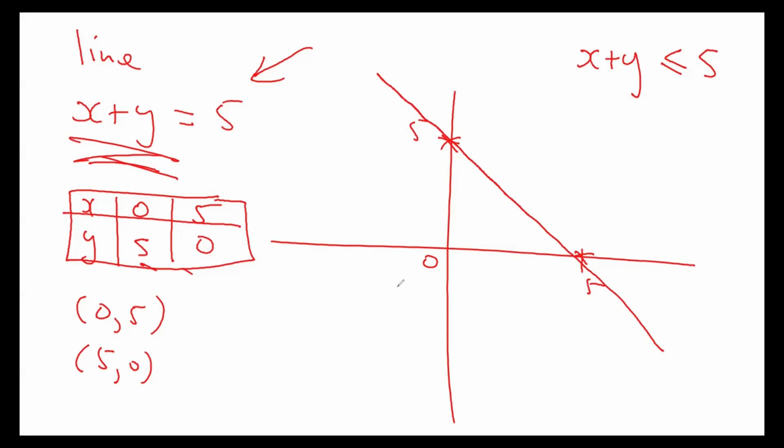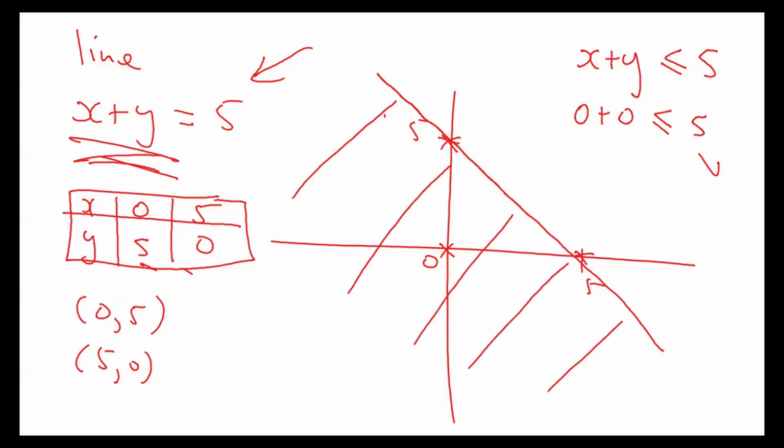So this is what I'll do. I'll just choose a point, either below the line or above the line. Just choose any point. So I'll choose the origin. And that point, the origin here, kind of represents all points below the line. If you do that, you see 0 plus 0, the origin is x equals 0, y equals 0, is less than 5. That's true. Therefore, all the points below that line here will satisfy that inequality.